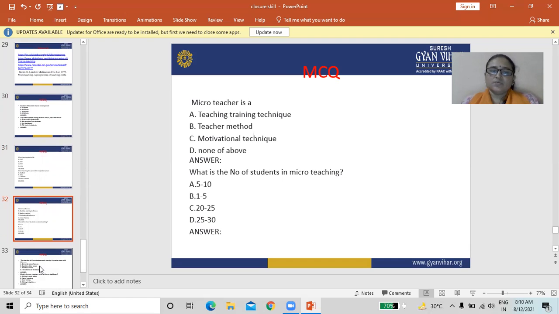Next MCQ. What is the number of students in micro teaching? Option A, 5 to 10. Option B, 1 to 5. Option C, 20 to 25 students. Option D, 25 to 30 students. I'm asking about micro teaching. So as we discussed, all things are scaled down in micro teaching. So choose the appropriate answer.